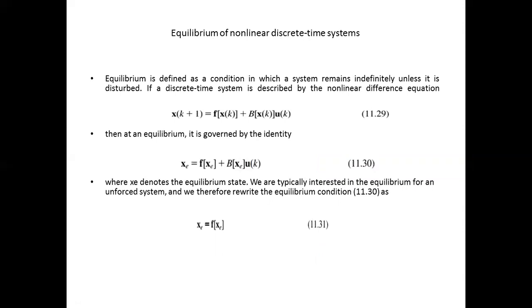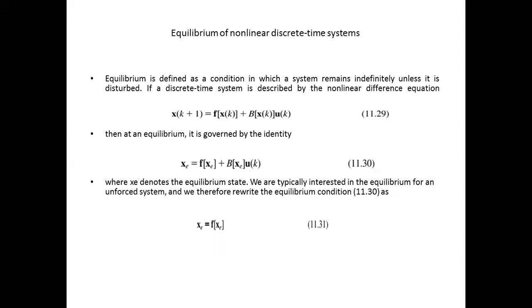Okay. So equilibrium is defined as a condition of which the system remains indefinitely, meaning the system remains in that operating point or position unless it is disturbed. So to describe a discrete time system, we use a difference equation, and in case of a discrete nonlinear system, x of k plus 1 is the next state, xk is the present state, uk is the input. So this equation is nothing but a difference equation, but nonlinear.